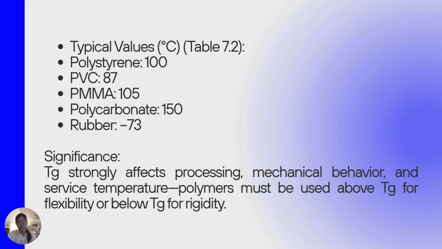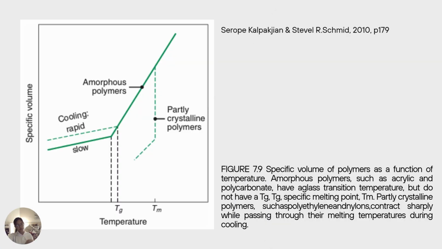If used below Tg, a material will be rigid, good for housing, containers, or lenses. Above Tg, it becomes flexible or rubbery, used for seals, films, or coatings. So, controlling Tg through material selection and additives allows designers to ensure that a polymer performs properly under specific temperature conditions. This figure shows how the specific volume of polymers changes as temperature increases.